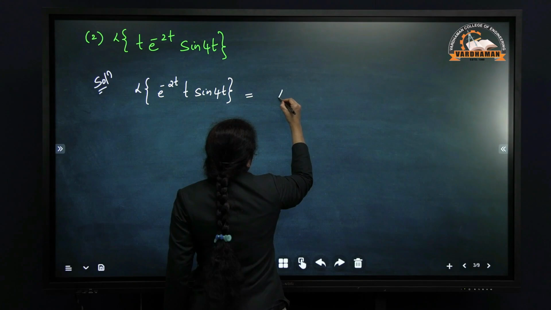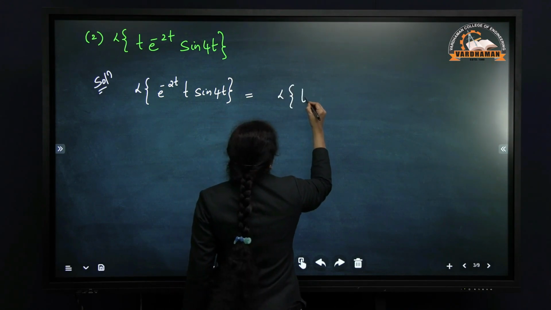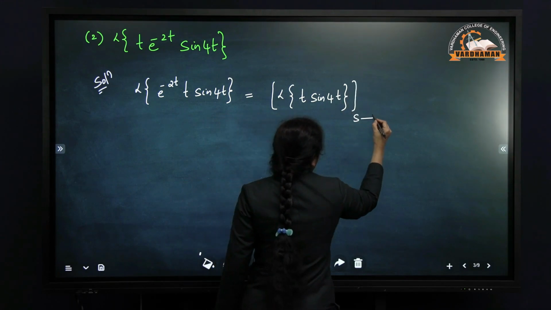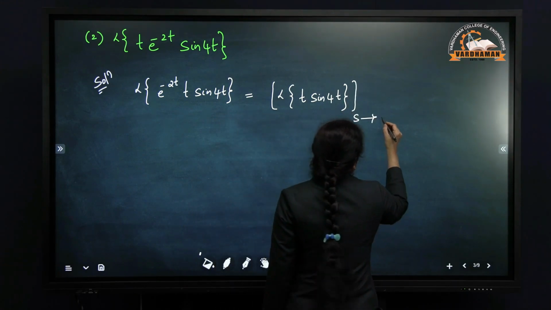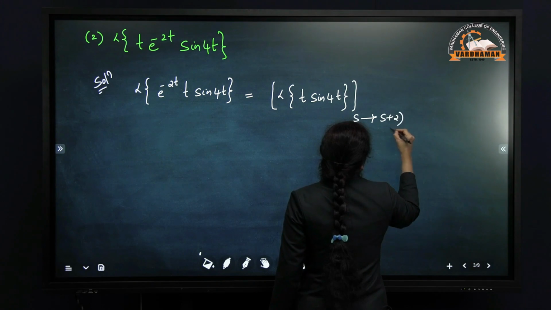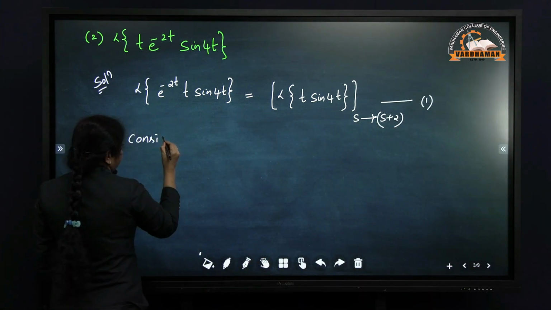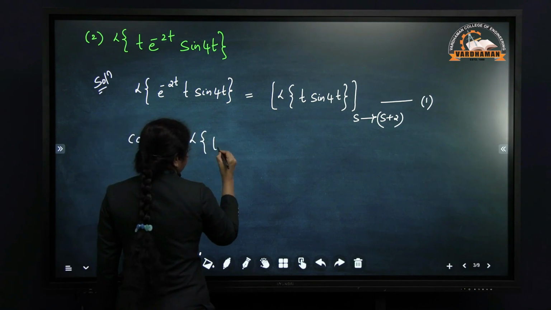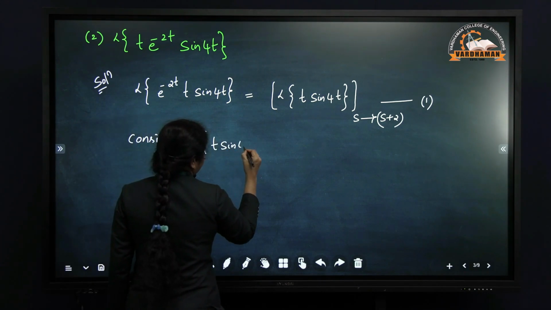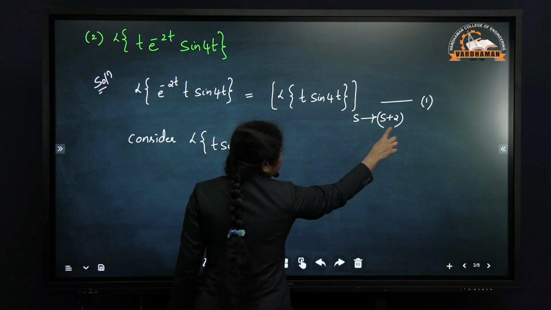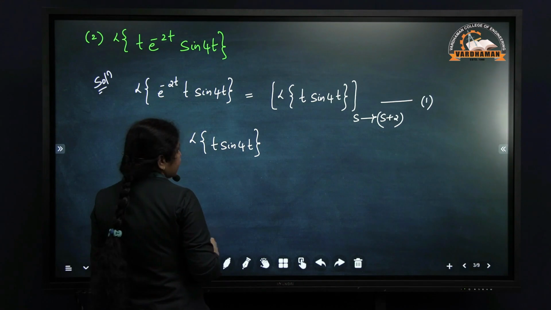So first I need to find the Laplace transform of t sin 4t, and by applying the first shifting theorem, we need to change s to s plus 2 in this result. I am considering this as equation 1. Now first I am considering the term L of t sin 4t. After evaluating the Laplace transform of this function, in the final result I will replace s with s plus 2 as per equation 1.